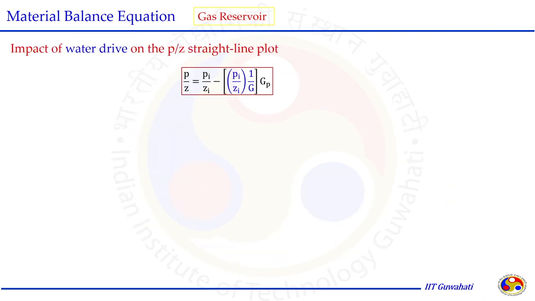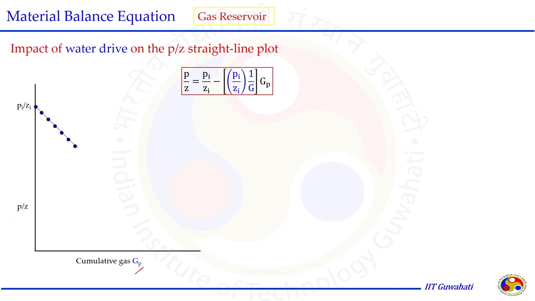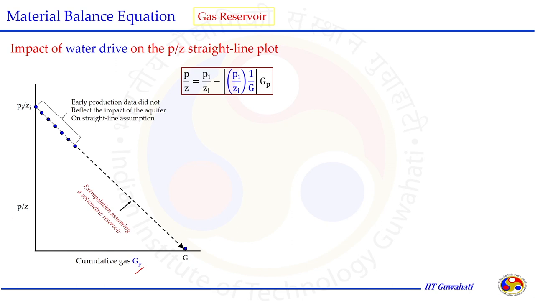So the impact of the water drive on the volumetric reservoir can be assessed by modifying this equation. In this equation, what we did, P/Z is plotted with respect to Gp. We are getting this initial data. These initial data are not reflecting any impact of the water drive. They are in a straight line. But when we are extrapolating this data for the assumptions of a volumetric reservoir, this should give us the straight line, and we are supposed to get the value of G here.